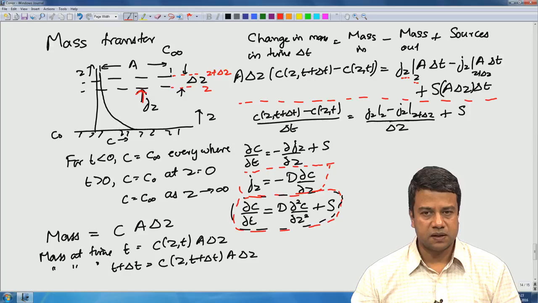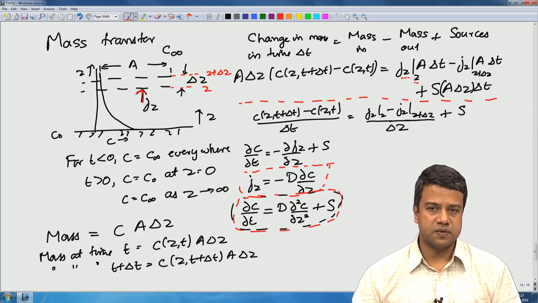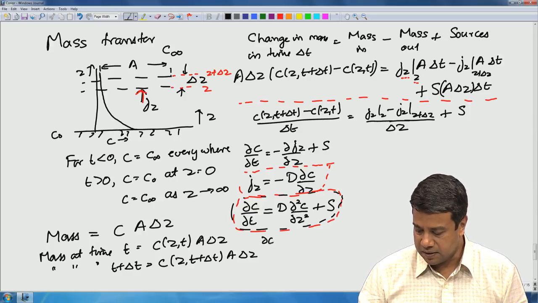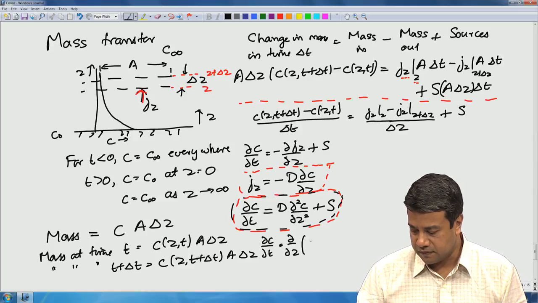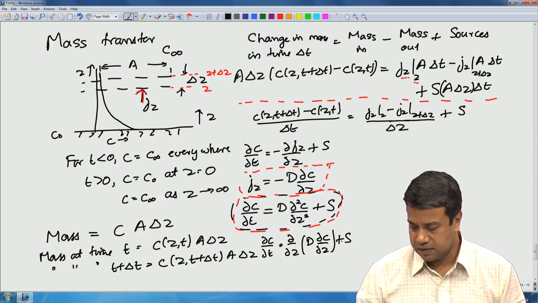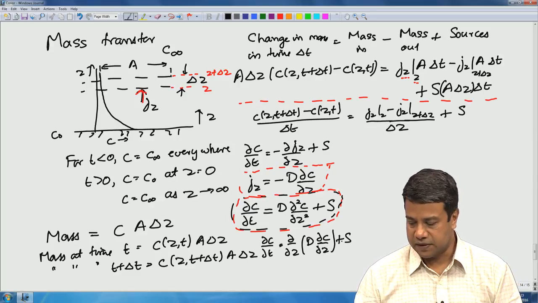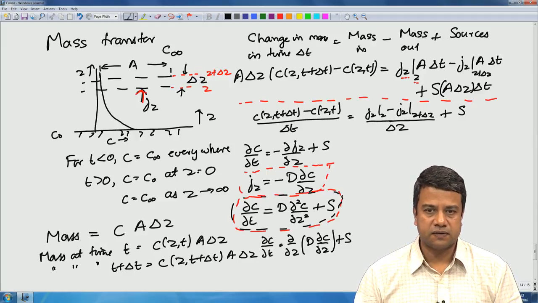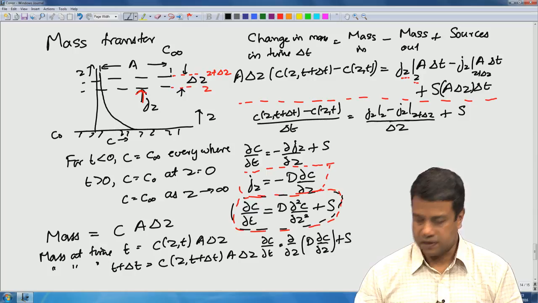All of these assume that the diffusivities are independent of position. In general, if the diffusivities do depend upon position, the correct equation is actually d by dz of D dC by dz plus S. If the diffusivities do depend upon position, the diffusion coefficient does have to come within one of the derivatives.